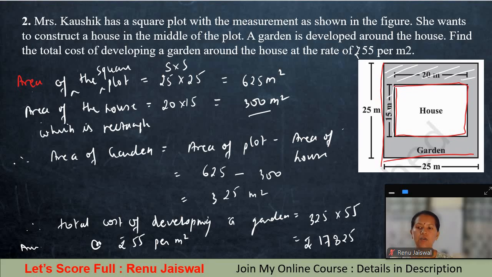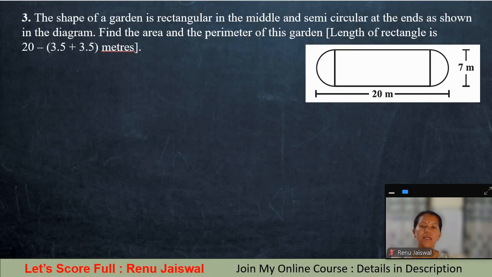Okay. Now coming to the third question. What the third question says? The shape of a garden is rectangular in the middle. Means if you see from here to here, it is straight. So this part is rectangle. Like from here to here, it is rectangle in the middle and semicircular at the end. See here at the end they have added it with the semicircle. They have given the diagram. Find the area and the perimeter of this garden.